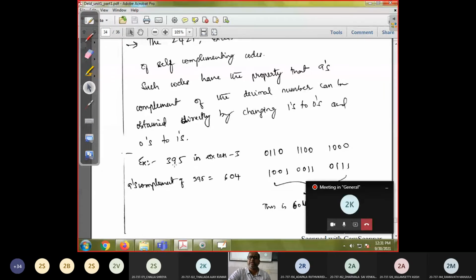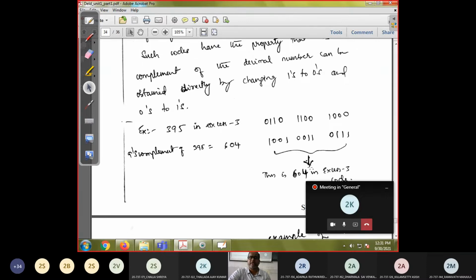As an example, 395 represented in XS3 will be this value. Now what is the specialty here? Take the complement of this. This becomes 1110 here. I'm replacing zeros with ones and ones with zeros. That is how you get the complement, right? So when you take the ones complement of this number, which is represented in XS3, what do you get? I get 604 in XS3. What is 604? 604 is nothing but the 9th complement of 395.